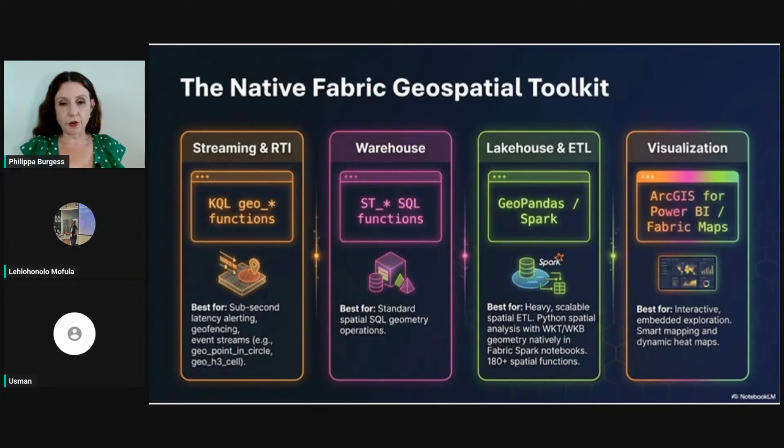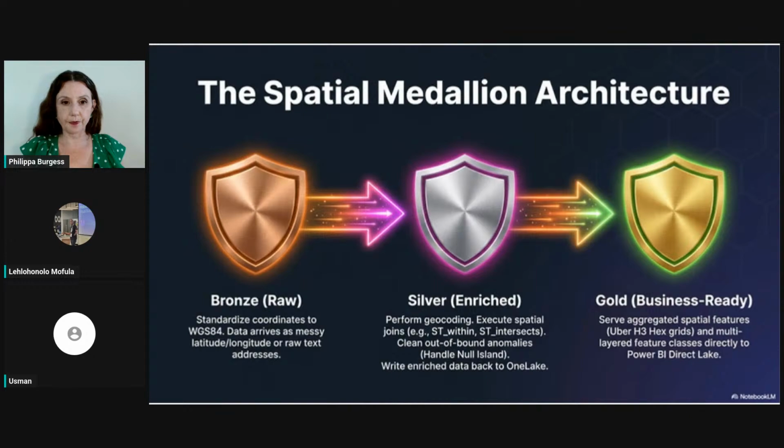It's exciting that you've got streaming and real-time intelligence, you've got warehouse, you've got lakehouse and ETL, and then you've got your visualization layer. So wherever you're at in the workflow, there are ways to be thinking about incorporating and working with spatial data. And you've got your medallion architecture. So you've got raw standardized, and you want to standardize coordinates. That's a big part of working with geospatial.